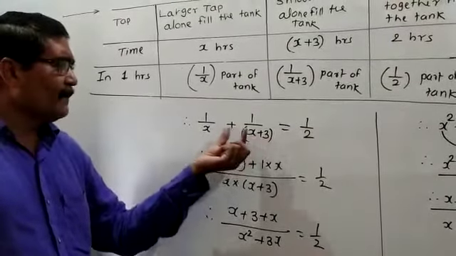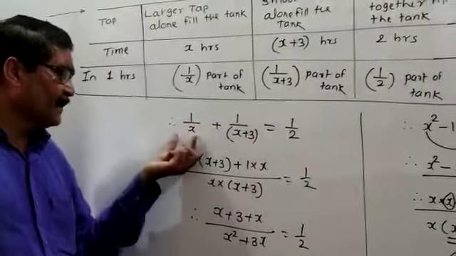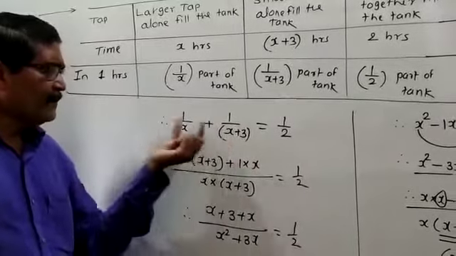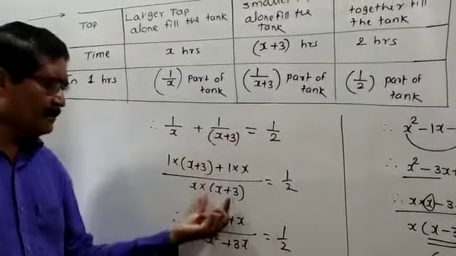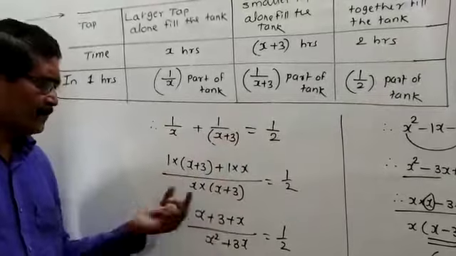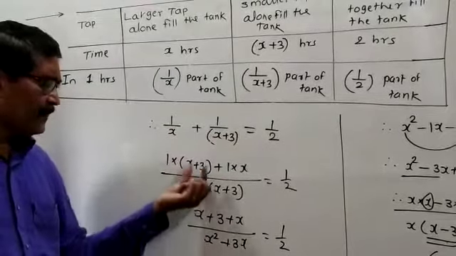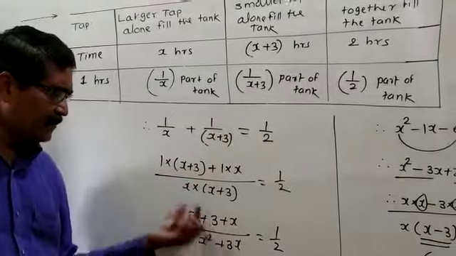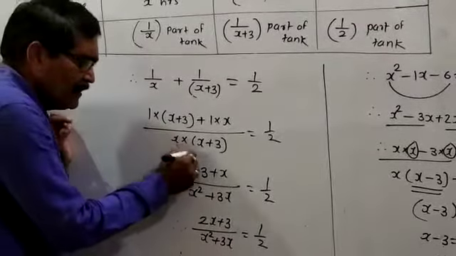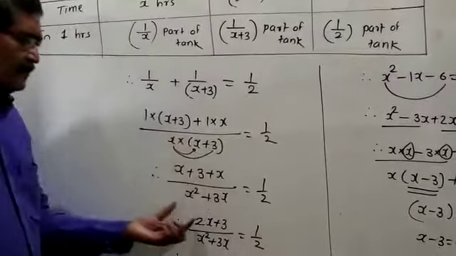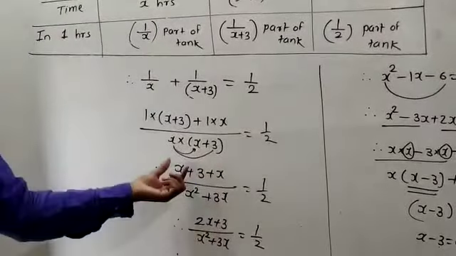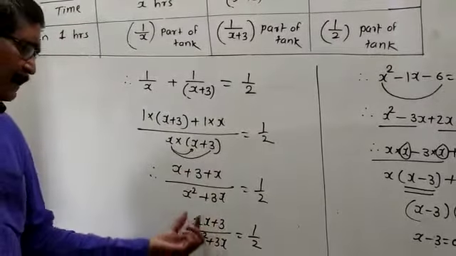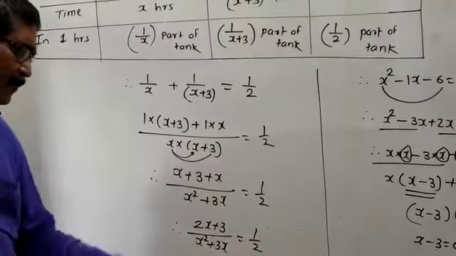So do the cross multiplication. 1 multiplied by (x plus 3), x multiplied by 1, and here x multiplied by (x plus 3) you have to do. Cross multiplication you have to do. Then 1 multiplied by (x plus 3) is equal to x plus 3. 1 multiplied by x is equal to x. x into x is equal to x square. And x into 3 is equal to 3x. So x plus x is equal to 2x plus 3 upon x square plus 3x is equal to 1 upon 2.